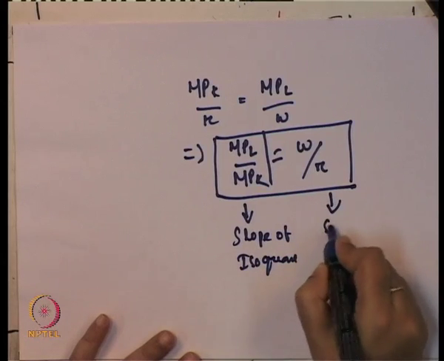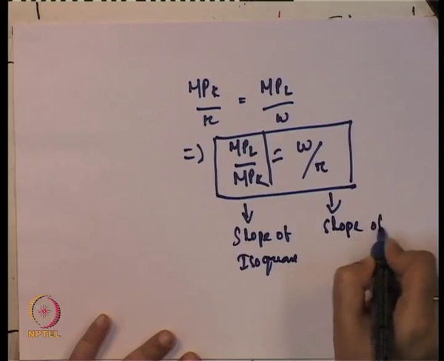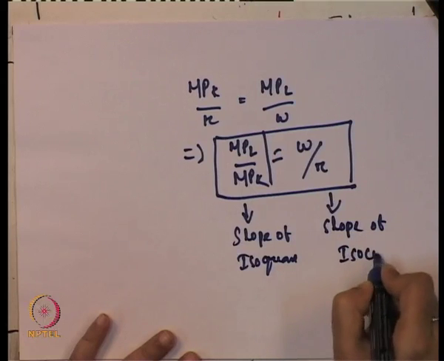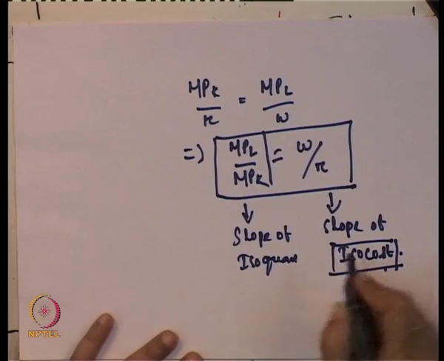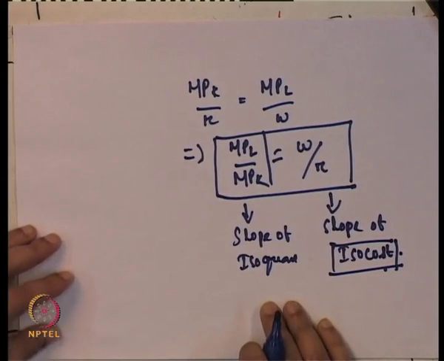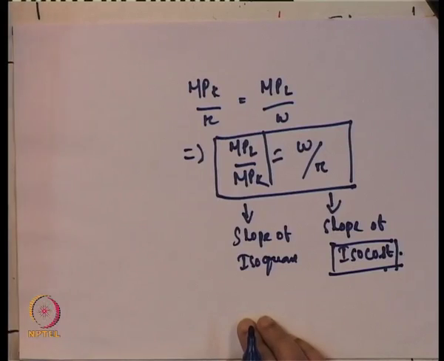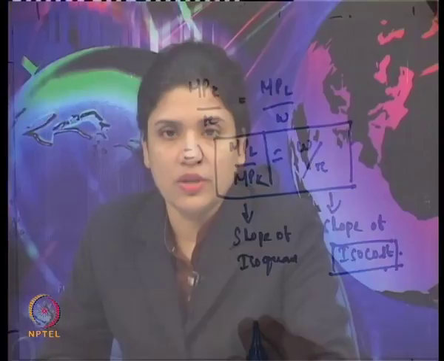This represents the slope of the isocost. Since the constant is given in the form of isocost and the output is given, in this case we can say that the first order condition has to be the point at which the slope of the isocost has to be equal to the slope of the isoquant.